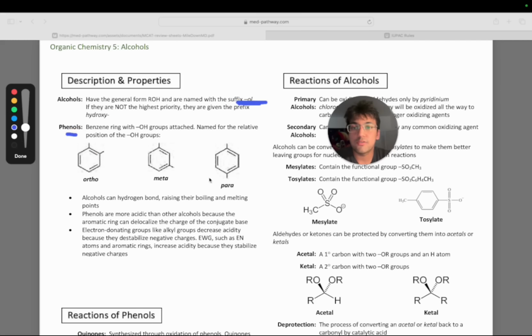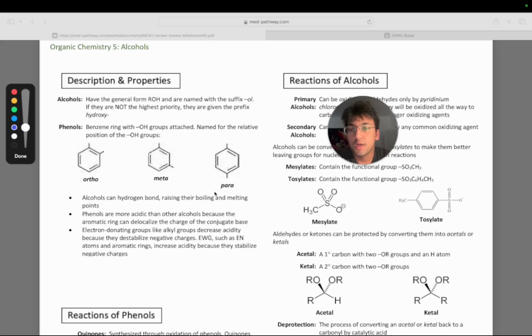Then we have phenols. Phenols are basically benzene rings that have OH groups attached to them. Instead of saying 1, 2, 3, 4, you can call this a 1,4-diol for this ring. You can say the alcohols are in the para configuration versus the meta configuration versus the ortho configuration. It's not going to show up very much on your MCAT.